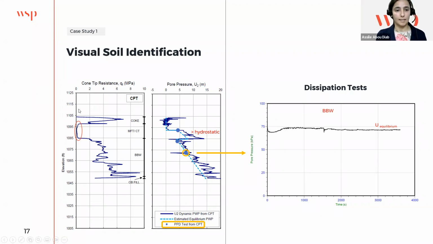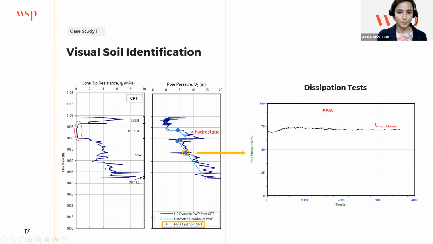So here showing how we can use the CPT trace to visually identify the soil type. I'm showing here the cone resistance, so the resistance at the cone. Here next, we are showing the layers of the soil profile identified from the logs, from the actual samples. And this is to compare them to the trace of the CPT that we are seeing. If we look at the cone resistance, we see a drop whenever we are moving from the coke to the tailings.